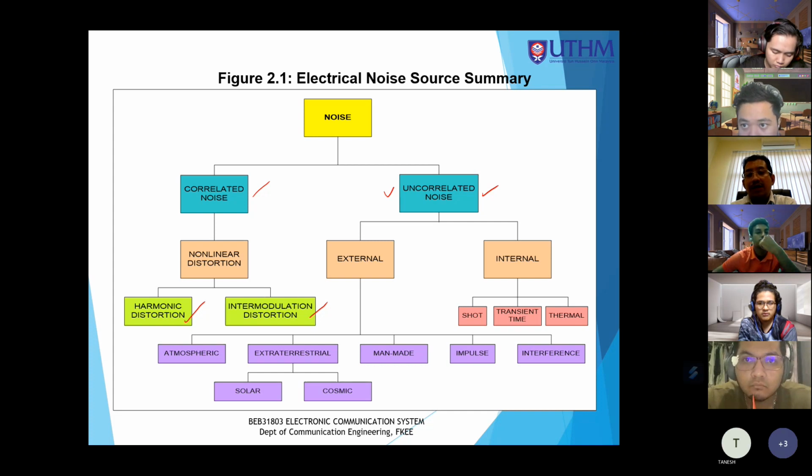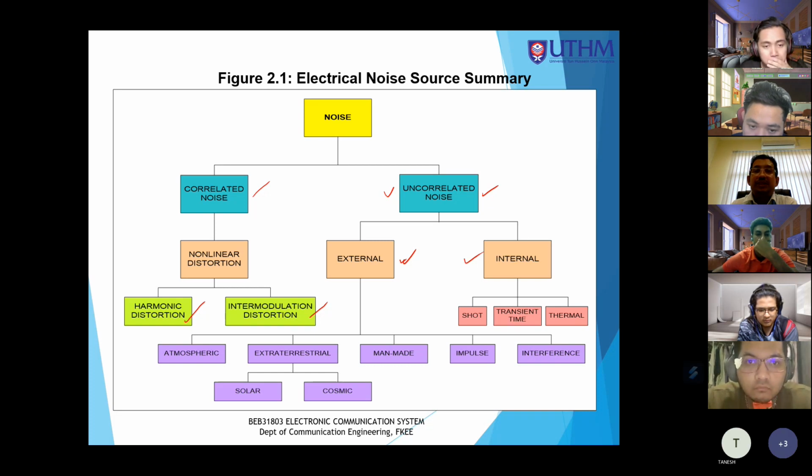Uncorrelated noise can be further categorized into internal noise and also external noise. Internal means that the noise is generated inside the system, inside the transmitter and receiver, while the external noise is the type of noise that is generated from outside of the transmitter and receiver, outside from the system.